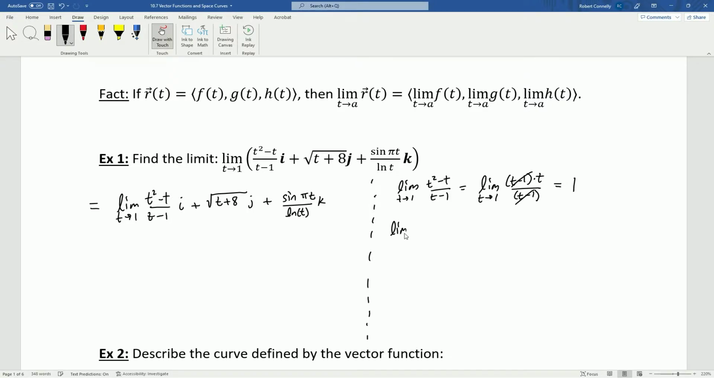Now, if I take the limit as t goes to 1 of this square root, well, the square root is continuous for positive values, so again, we can just plug in t equals 1, which gives us the square root of 9, which is 3.